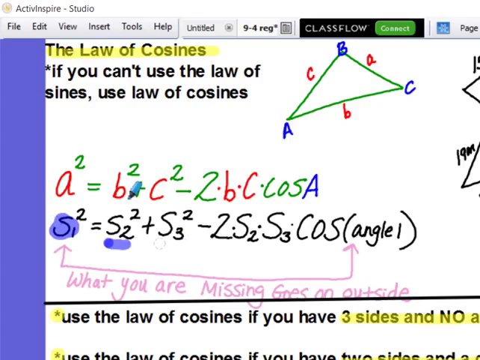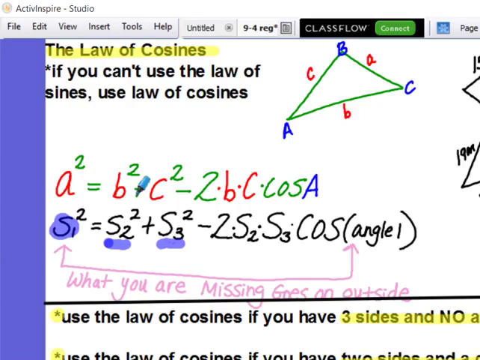Then you'll be given the other two sides. It doesn't matter the order, the other side plus the other side. So what I want you to notice is it's this side squared equals, so side 1 squared equals side 2 plus side 3 squared. You see how they're each squared? And it's minus 2 times that times that. Do you get what I'm saying? Minus 2 times that times that. So just a little pattern.